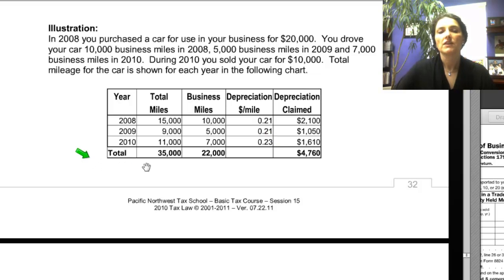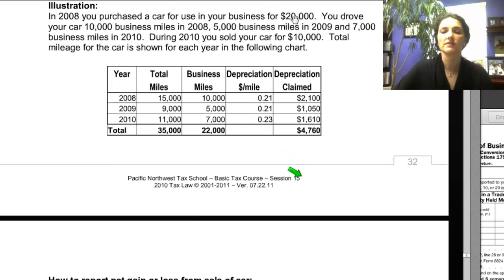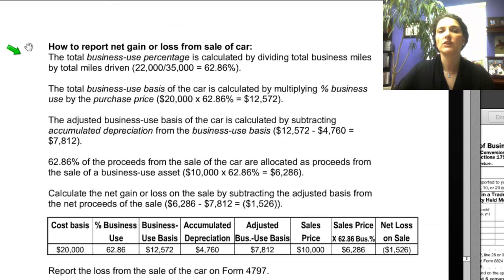So total miles driven were 35,000, total business miles 22,000, and the depreciation claimed was $4,760. So how do we report net gain or loss on the sale of the car? The total business use percentage is calculated by dividing the total business miles by the total miles driven. That is 22,000 business miles divided by 35,000 total miles is 62.86% business use on that car.